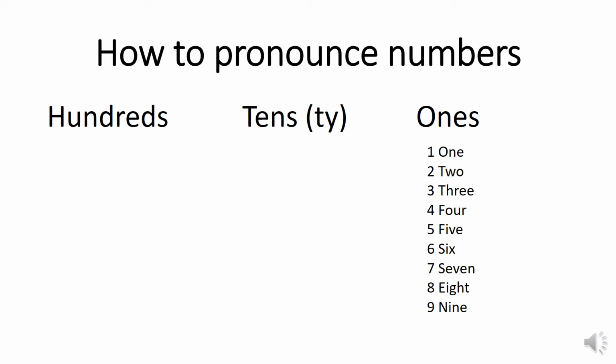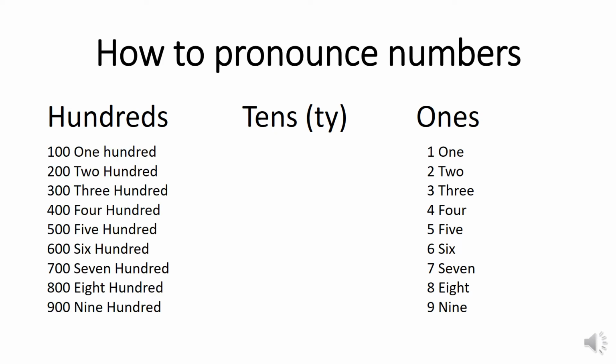And the hundreds is fairly straightforward because it uses the same words from the ones in combination with hundred, like many languages do. So if you have 100, you put the word 1 with 100. If you have 200, you put the word 2 with 100.